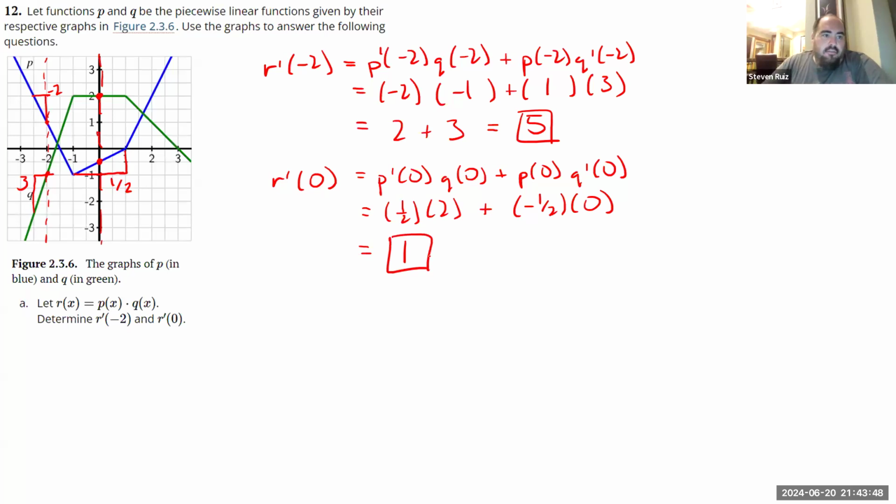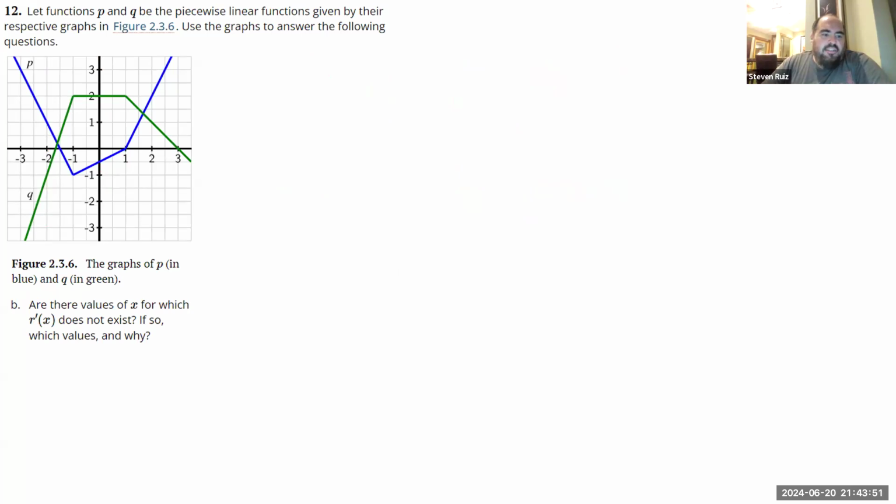All right, moving on to part B. So now we're being asked about where does R prime not exist? Or in other words, where is R going to fail to be differentiable? So we know that R is defined as a product of P and Q. So really what we have to look for is those points where P and Q are going to fail to be differentiable. So from this graph, that is going to happen precisely where we have these hard corners. Anywhere where we would not be able to define a unique tangent line.